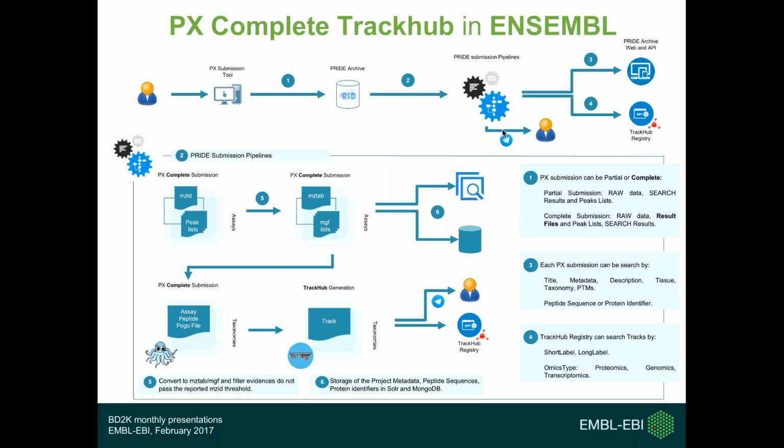The idea of this project is to take all this peptide evidence and try to see which are the more relevant or more reliable, and map those peptide evidence into genome coordinates. After that, for each individual project, we generate a Trackhub that is registered into a Trackhub registry. I will explain a little bit what a Trackhub registry is.